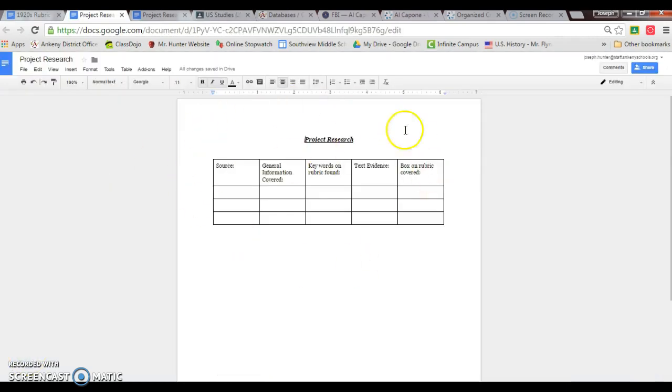Alright, so this is what your table is going to look like for what you will fill in today. We are going to find you 3 resources today. That is your goal, and that is something you must have done tomorrow before class when Mr. Hunter is back. 3 resources.